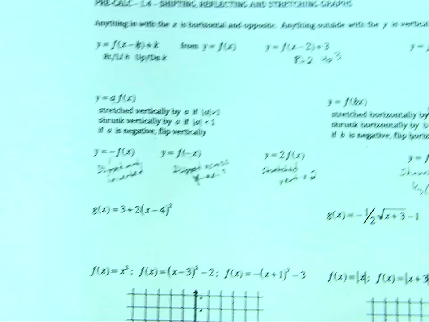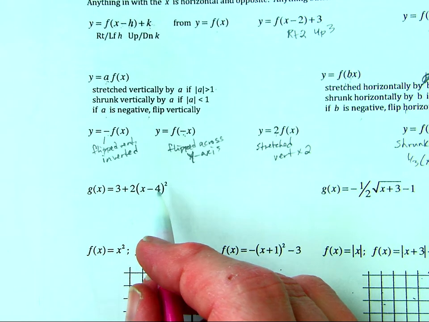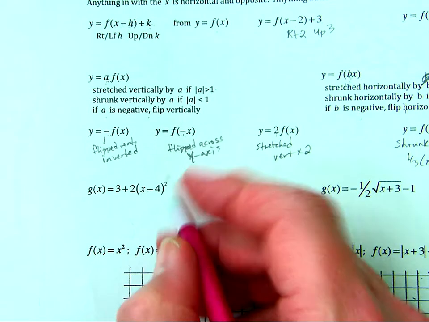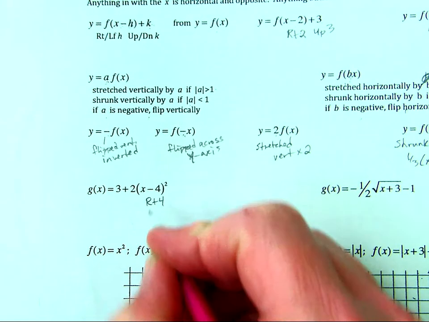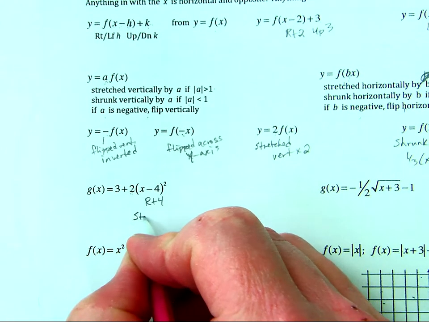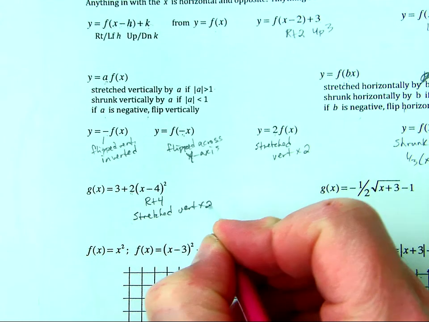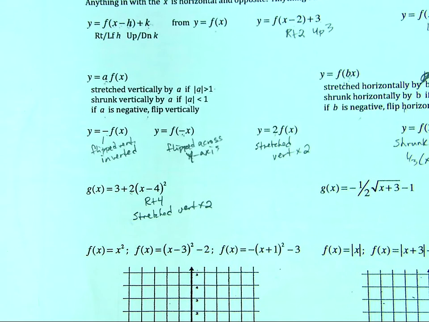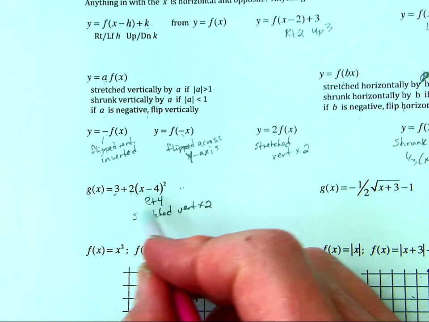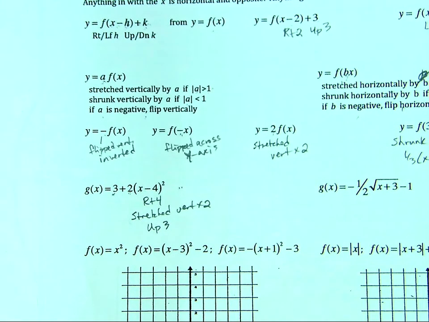Okay. Now usually these come in combinations. It doesn't always matter, but it's good to always start from inside the parentheses and work your way out. So like here, if you start inside, x minus 4 means right 4. This 2 out front, so it's out front, so it's stretched vertically by 2. And that means you take all the y coordinates and take them times 2. And then it's got a 3 out front. Well, that's just like a plus 3 in the back. So that is up 3. So that's the 3 things that would be happening there.